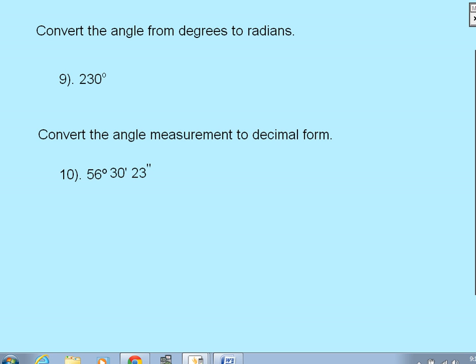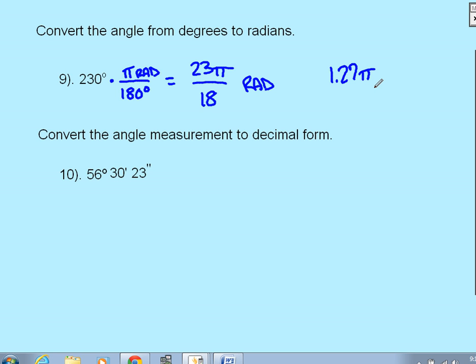Alright, number 9 here, now we're converting from degrees to radians, so degrees are now up top. So I need my 180 degrees on the bottom times pi radians. So that means here my answer is 23 pi over 18 radians. I like that answer the best. You could even go and mark it off. I think it's 1.27 pi radians. You could go that way as well. This is your important answer.